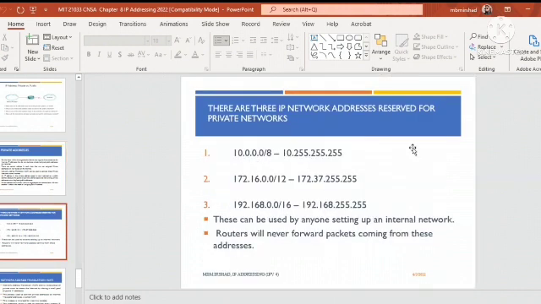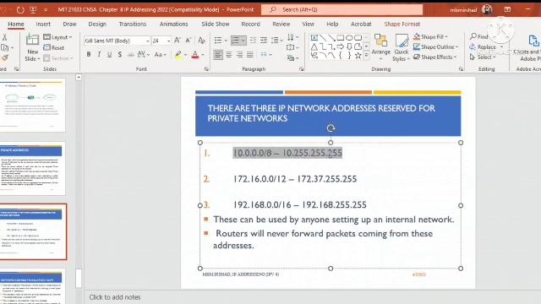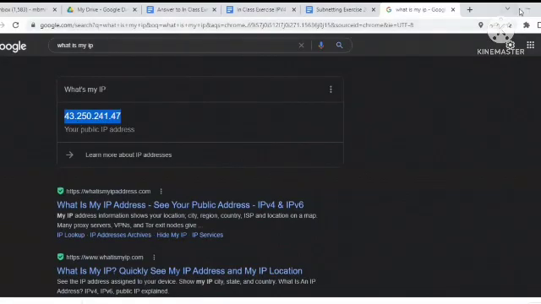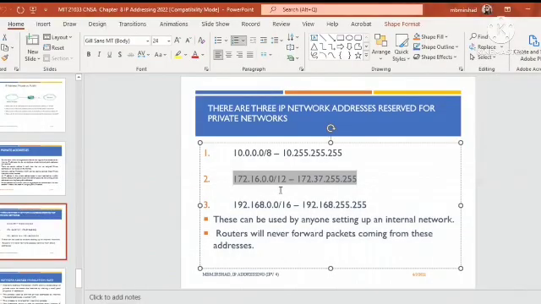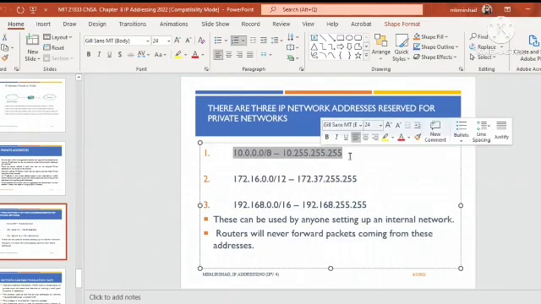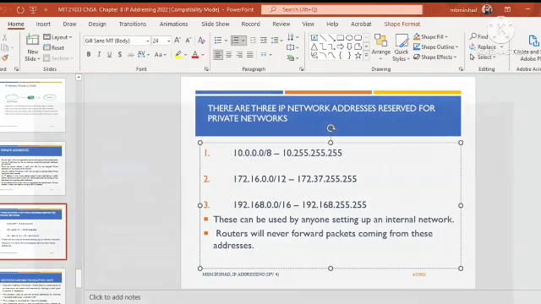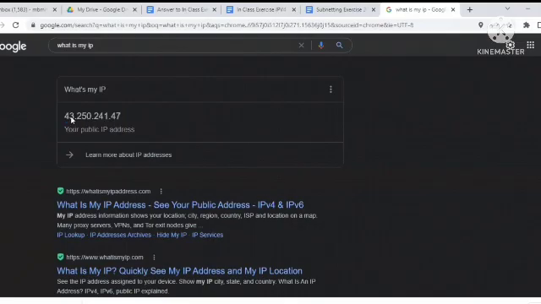So these are the private IP ranges. If it is class A, you can use this IP range. If it is class B, you can use this one. So what is my IP address? 43.250. So then mine must be here. I think class A. You can remember that class A is mainly used by many big organizations like network service providers or ISPs.